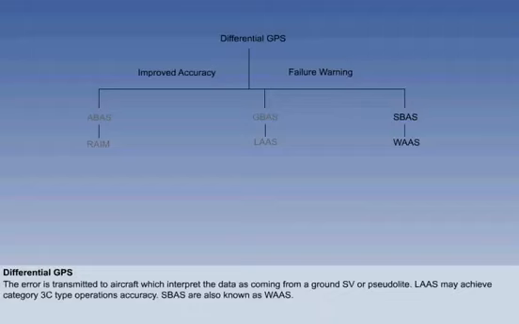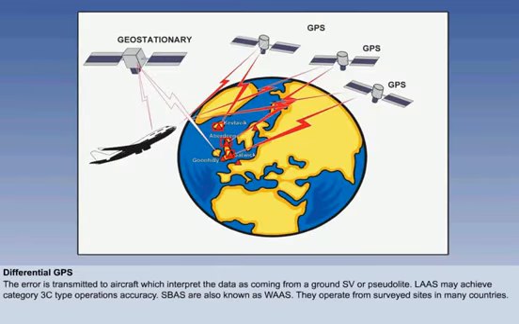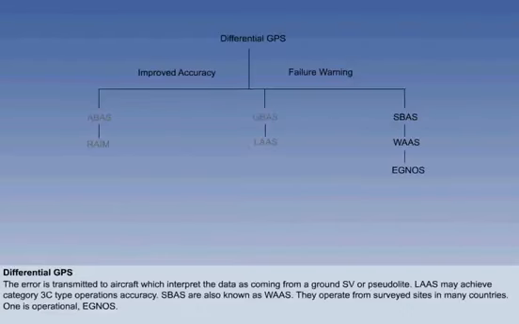Satellite-based augmentation systems operate over a wide area and are known as WAAS, Wide Area Augmentation System. Ground reference stations, spread over many countries, operate on precision-surveyed sites so that they can compare this position with the GPS position and determine the SV range error. At present, only one satellite system, EGNOS, is operational. This is the European Geostationary Overlay System.